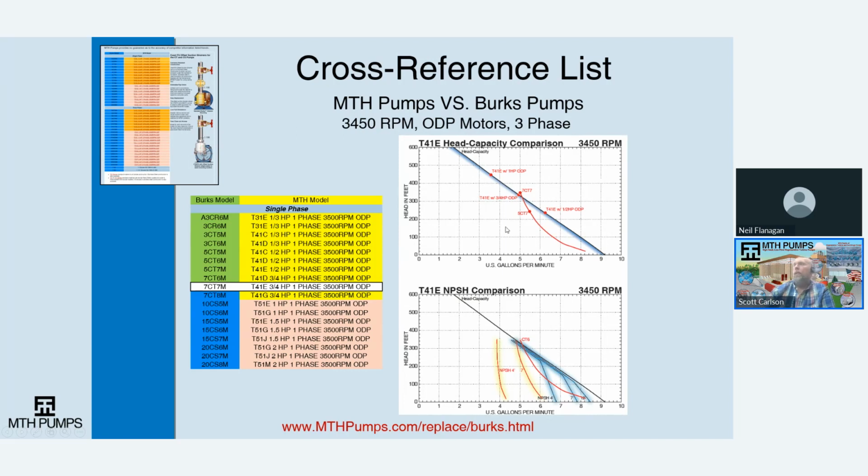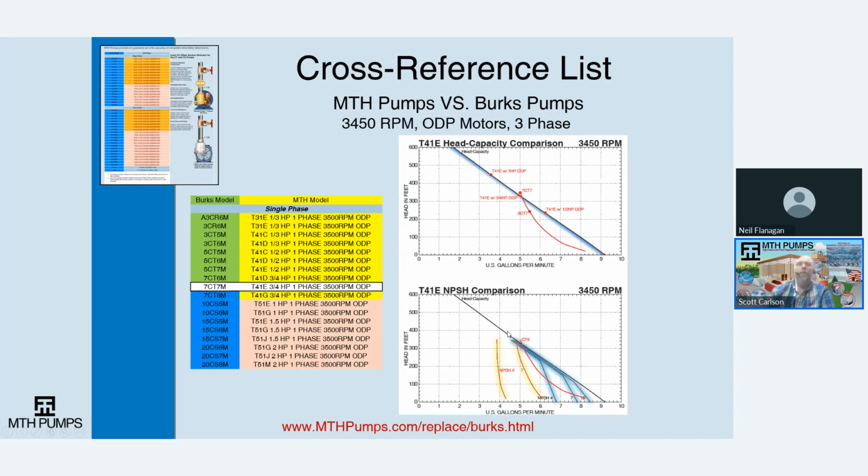And here I have an example of what a T31E's performance looks like compared to a Burke's pump. And you can see we can cover pretty much any point the Burke's pump hits, and even do a little better in some situations. And we also, because of the design of our pump, have better NPSH requirements than the Burke's pump does.